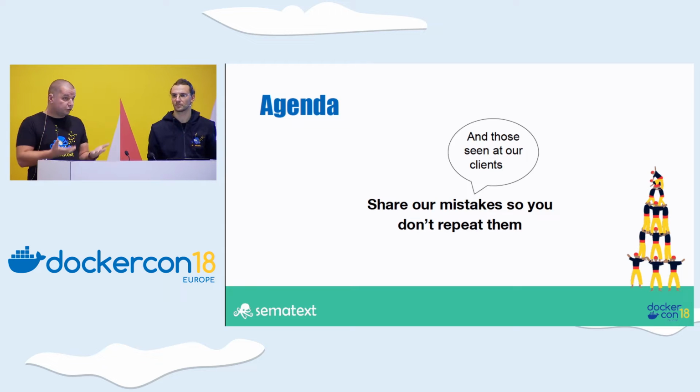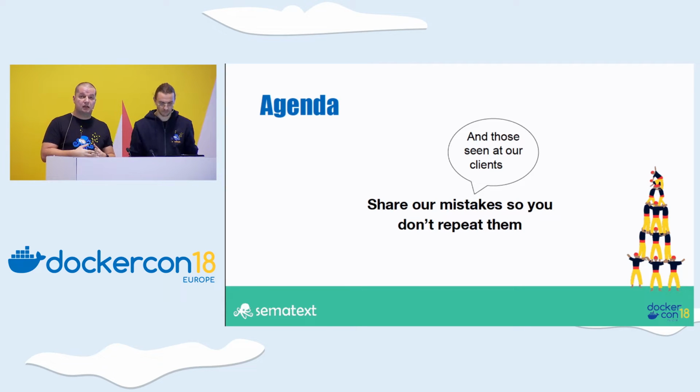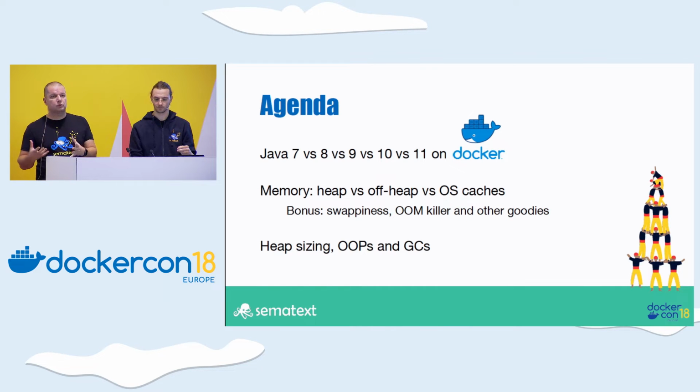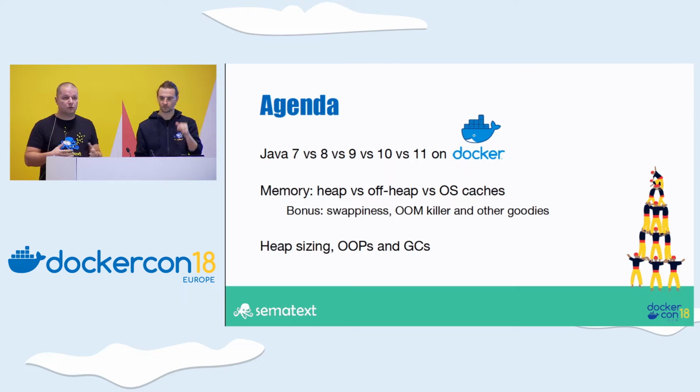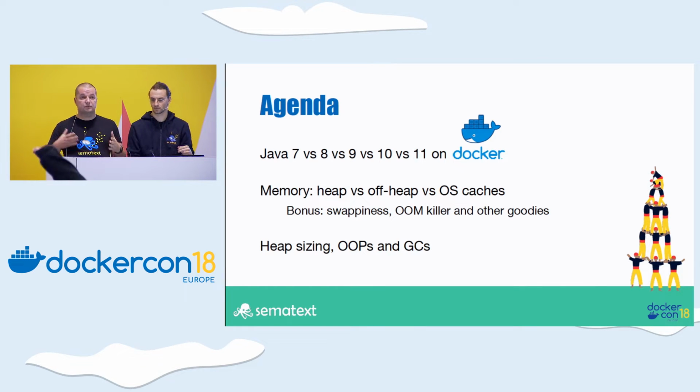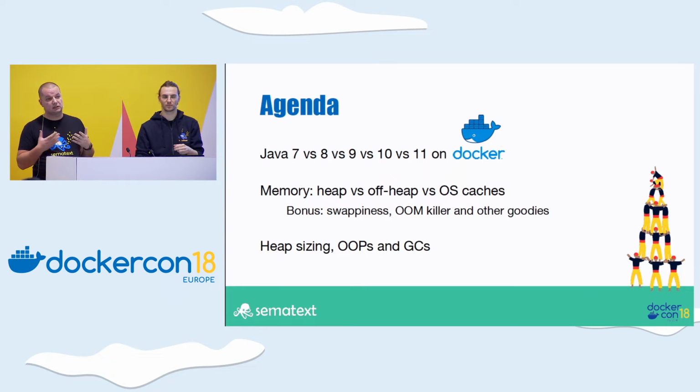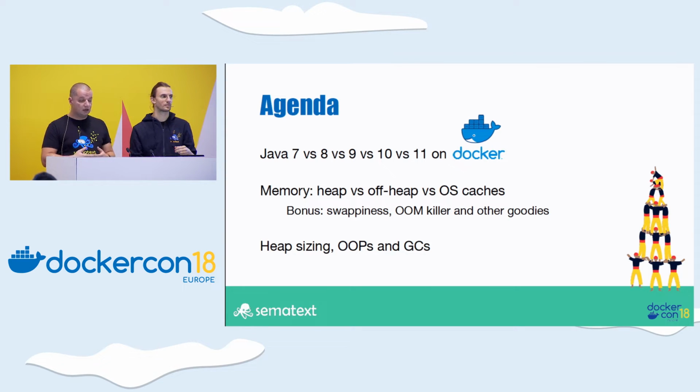So we would like to share some of the experiences just so you don't have to repeat the same mistakes as we did. Basically, what we would like to talk about in the next 15 to 20 minutes is differences between Java versions running inside a containerized environment, and memory considerations for Java, so heap versus off-heap versus OS caches and why it is important. Swappiness, out of memory errors and things like that will also be considered. Finally, heap sizing, ordinary object pointers in Java, and garbage collector work. We'll also talk about that.